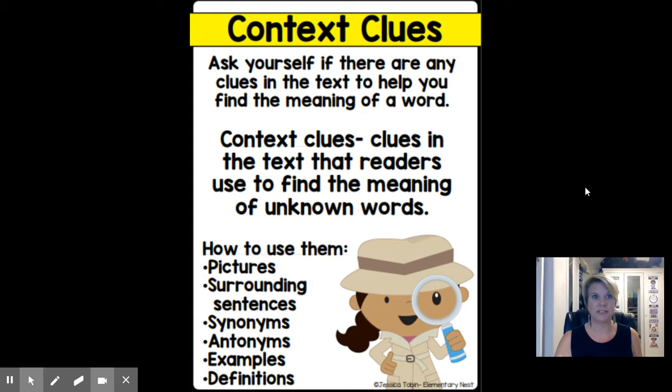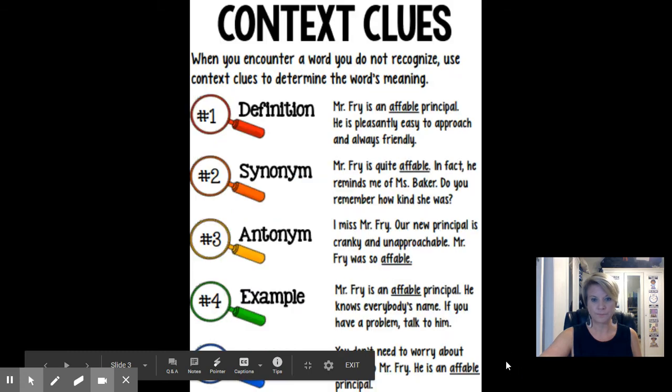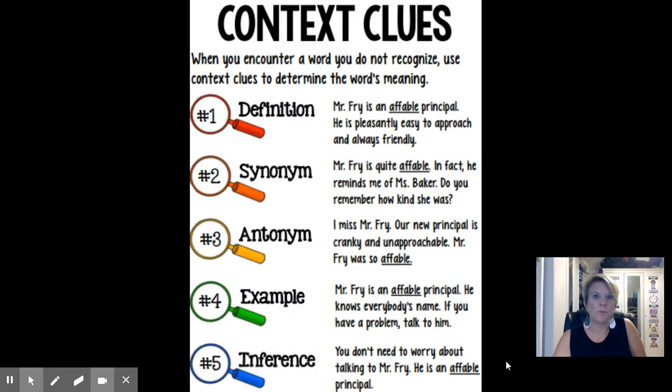So you will see some kind of example that will say, so-and-so, blah, blah, blah, or blah, blah, blah. And so you'll know that that could be an antonym to your context clue. Or there may be examples. And we're going to actually see some of these things in our next couple of slides. Or the word may actually have the definition right in the story. So when you encounter a word that you do not recognize, you use context clues to determine the word's meaning.